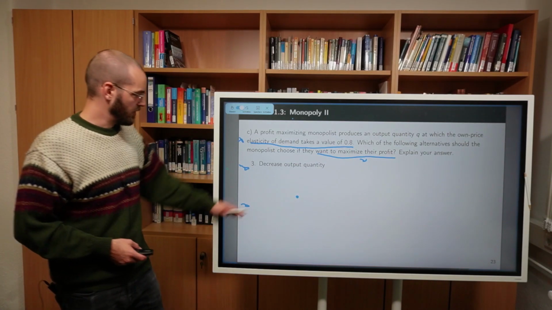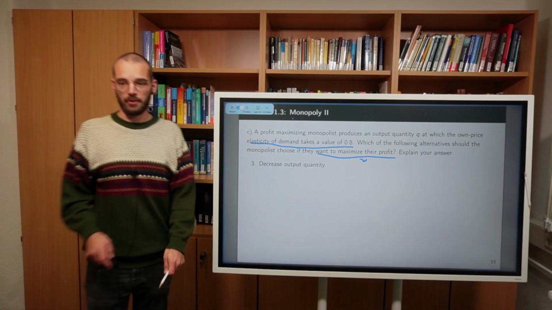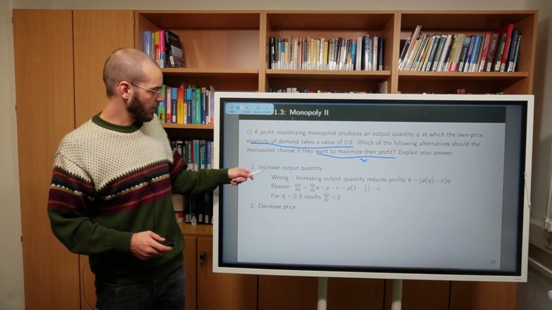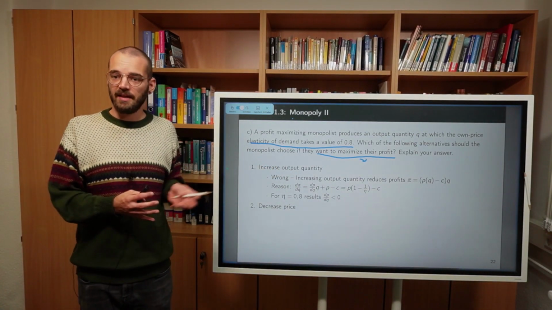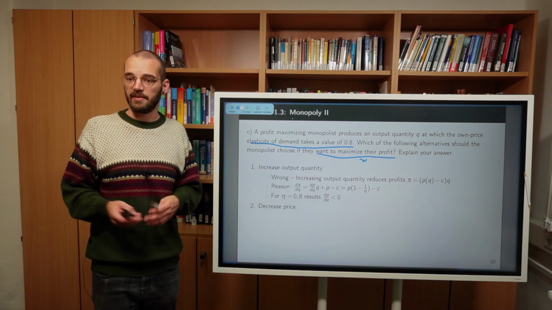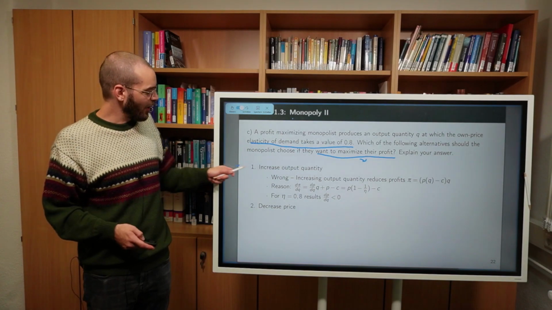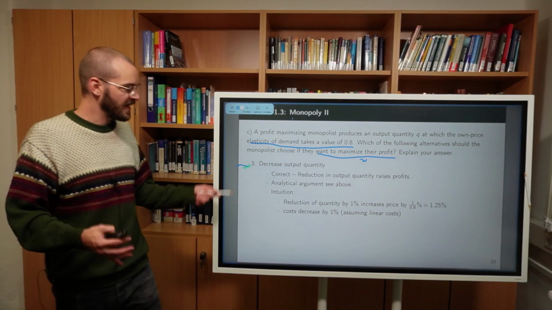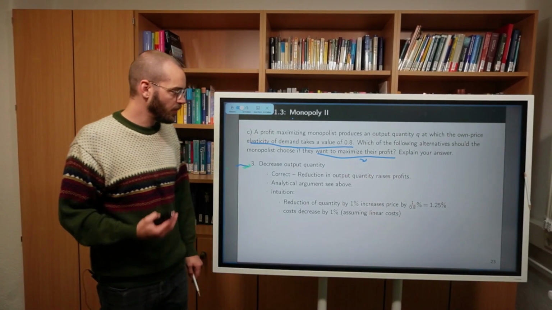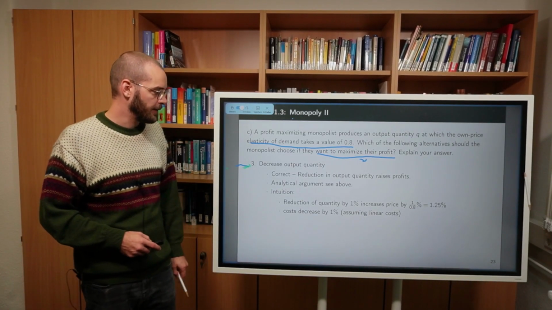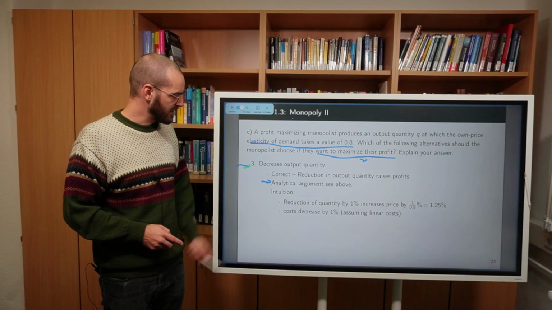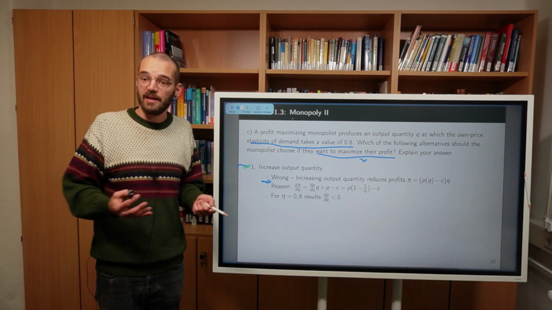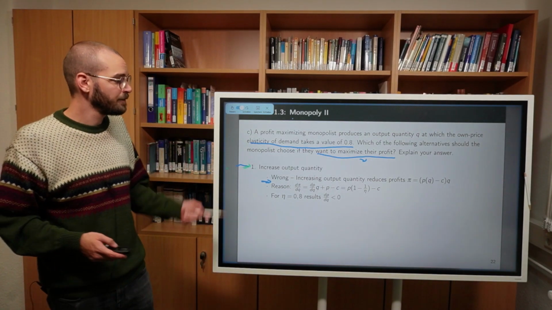Towards the third proposition, a decrease in output quantity. Now if we had this argument on an increase in output quantity, where we were seeing that this clearly does not increase profits but rather decreases profits, well then doing the opposite, of course, is exactly what the monopolist should do. So a reduction in output quantity would raise profits in this scenario. And again, the argument is exactly the same as it was under 1, just that in this case, the change in quantity, the sign of delta Q, would be the opposite.